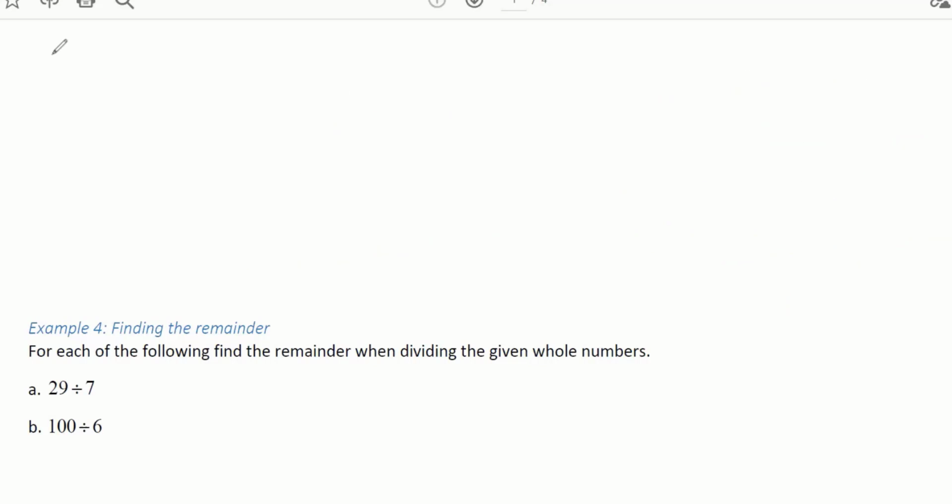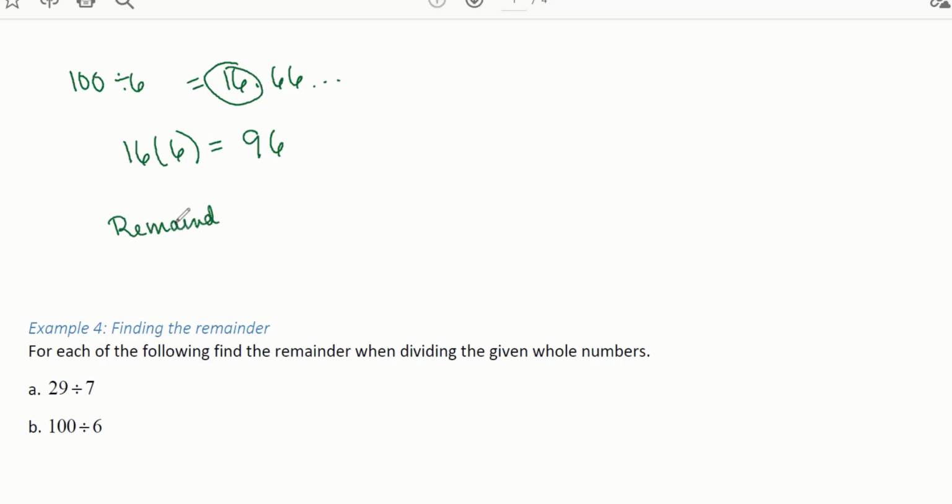Let's find the remainder with 100 divided by 6. Let's divide it on the calculator. And we get 16.66, etc. So we want that whole number part. 16 times 6 on the calculator, 96. The remainder will be 100 minus 96, which is 4.